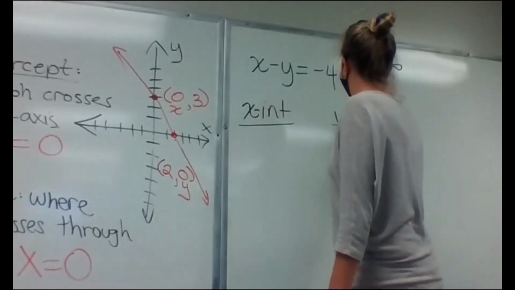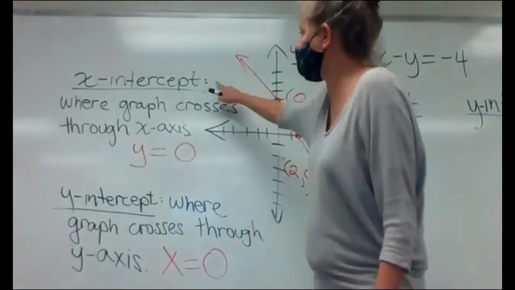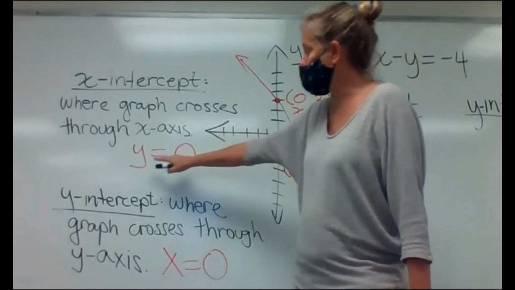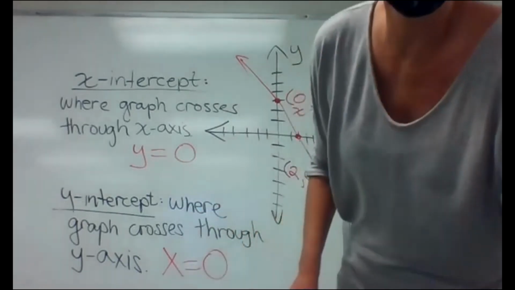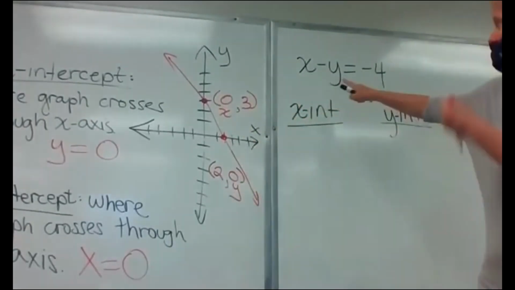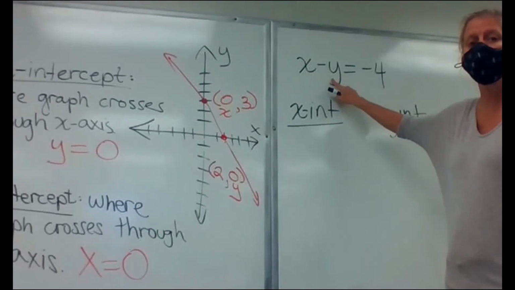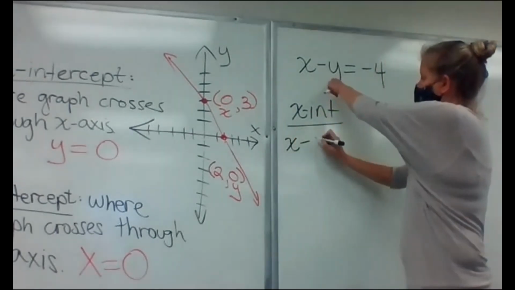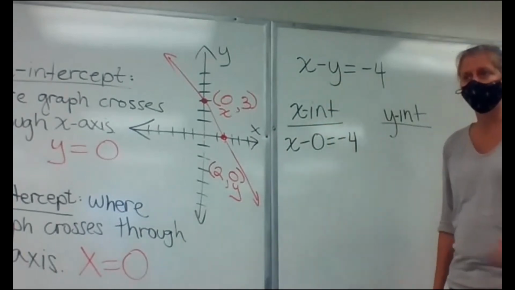So remember, at my x-intercept, what do I know about my x-intercept? It's where the graph crosses through the x-axis, and it's also where y equals 0. So that's what I need to tell this equation to find the x-intercept. I need my y to be 0. So put a 0 in the y spot. If I do that, I'll have x minus 0 equals -4.